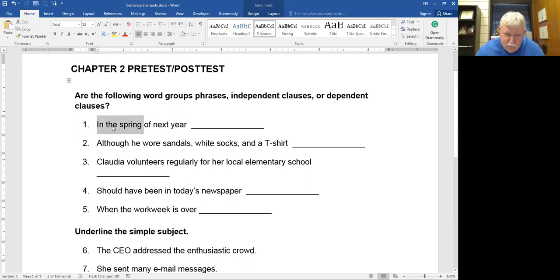In the middle, we have an adjective, which is fine. In this case, "of next year" starts with a preposition, ends with a noun. In the middle, we have an adjective again. So this is a prepositional phrase.